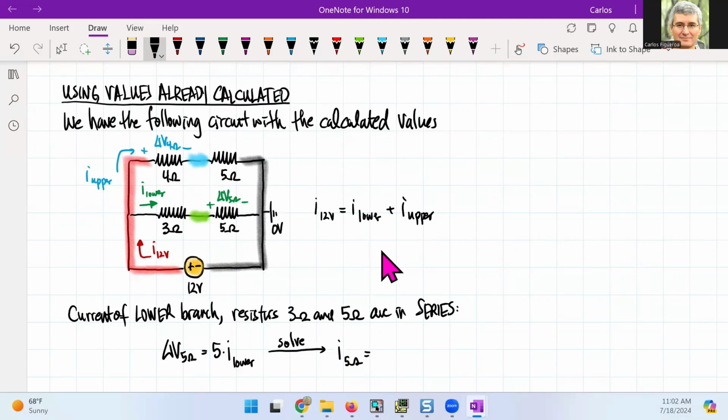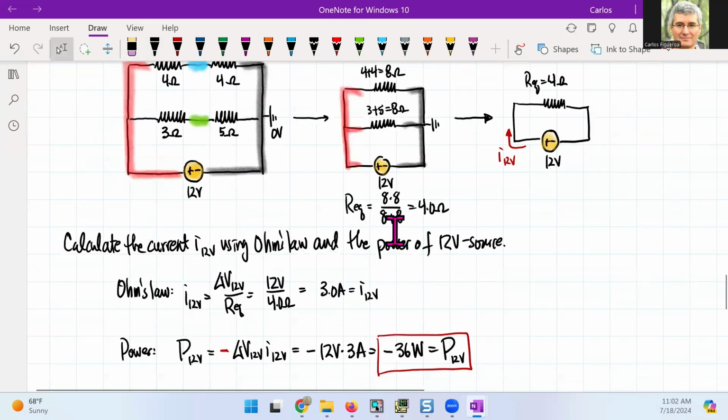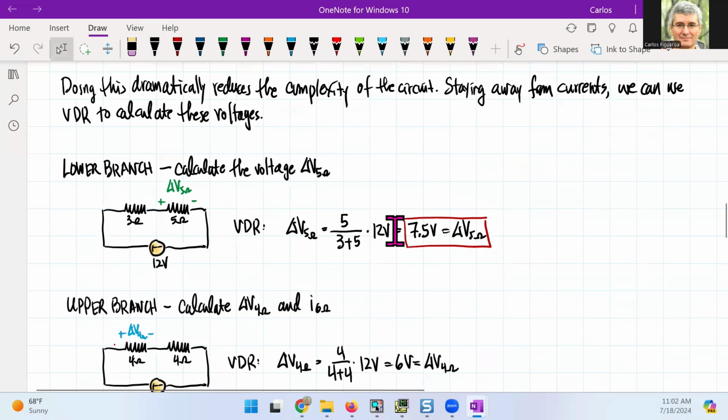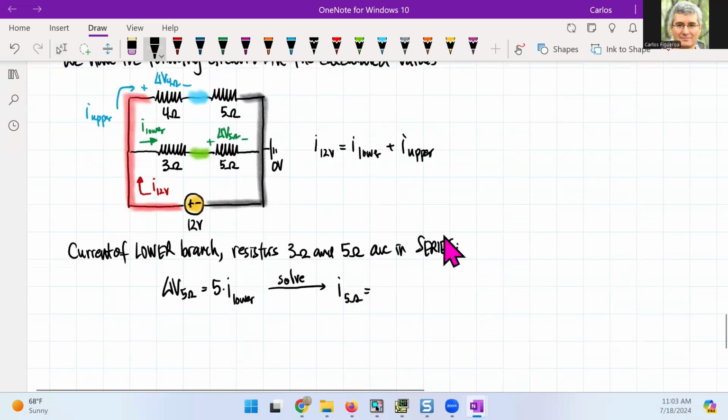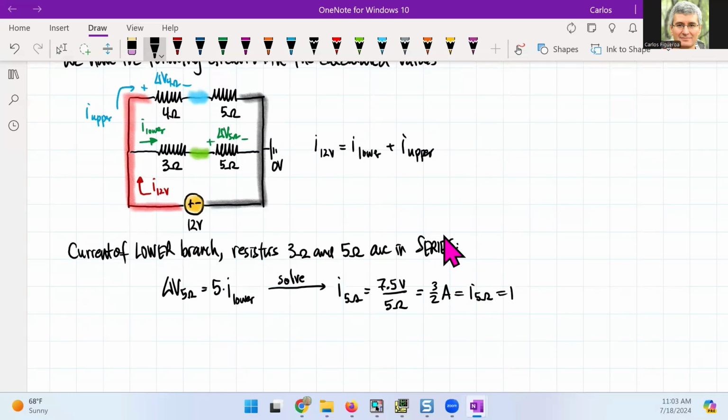What's the voltage of the 5 ohm? I don't remember what it is, I have to go find it. We calculated it as 7.5. So this is 7.5 divided by 5 ohms, and I get a value of 3/2 amps. So this current is that of the lower branch.